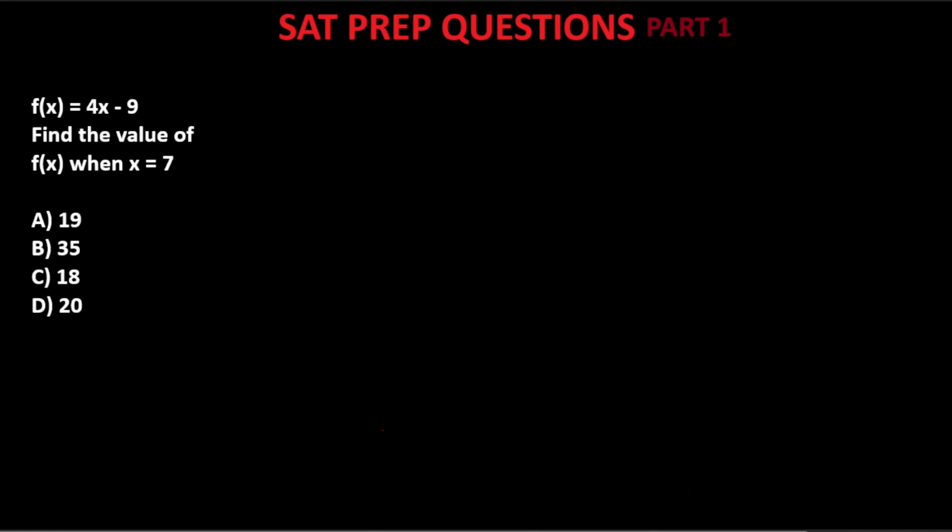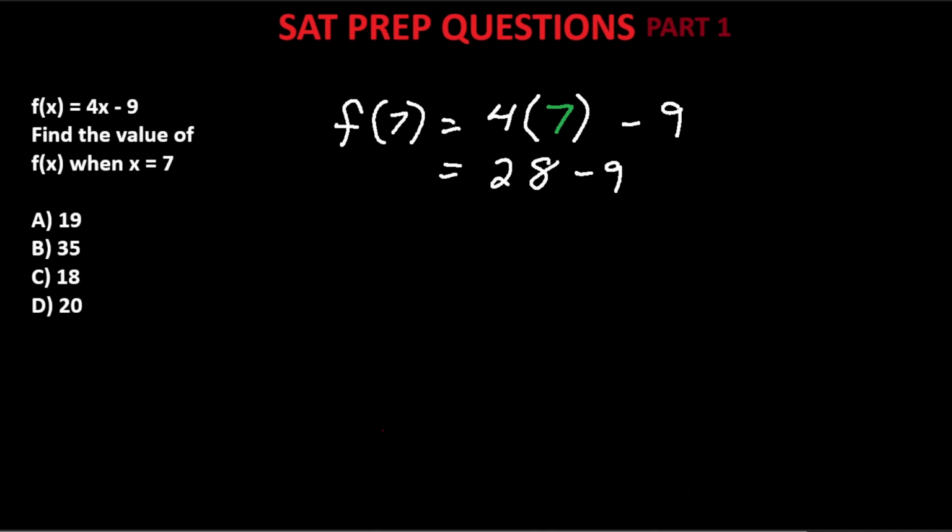We're asked to find the value of this function when x equals 7. So we're being asked to find f of 7. So I plug that in. I get 4 times 7 minus 9, which is 28 minus 9, which is 19, and that corresponds to choice A.